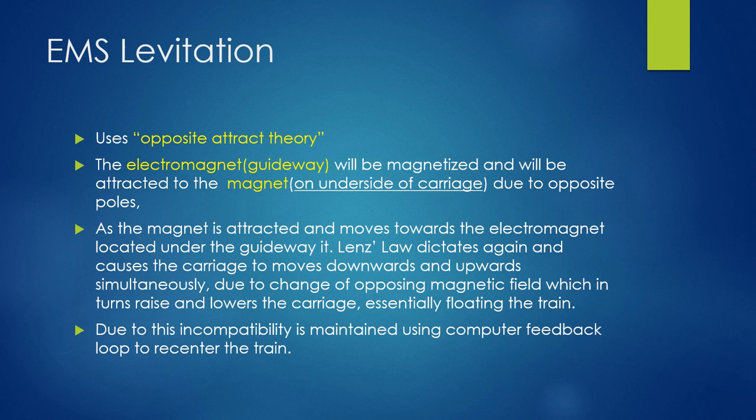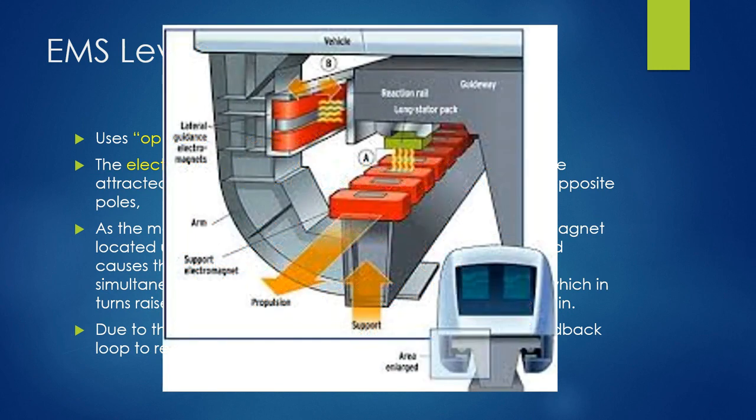Hence, this instability is controlled by a computer feedback loop that controls how much current goes into the electromagnet, to keep the train balanced on the guideway. Furthermore, you can see in this picture that the red bars here are the permanent magnets and the green bars here are known as the stator. It is also known as the electromagnet. So this will attract this and cause it to levitate, as explained before.